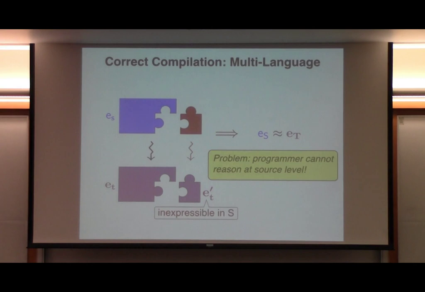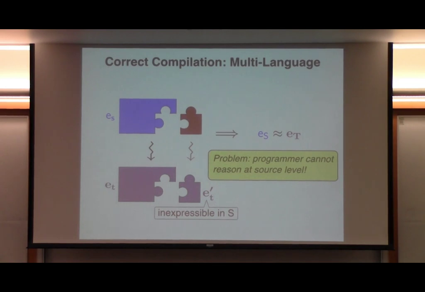Of course, the problem with wanting to do that is now your programmer won't be able to reason in the source. And that's exactly where linking types come in. So that's what I meant when I said I want both. I want to be able to build fully abstract compilers so that the programmer can reason in the source. But I want to be able to link with things that aren't in my original source language.